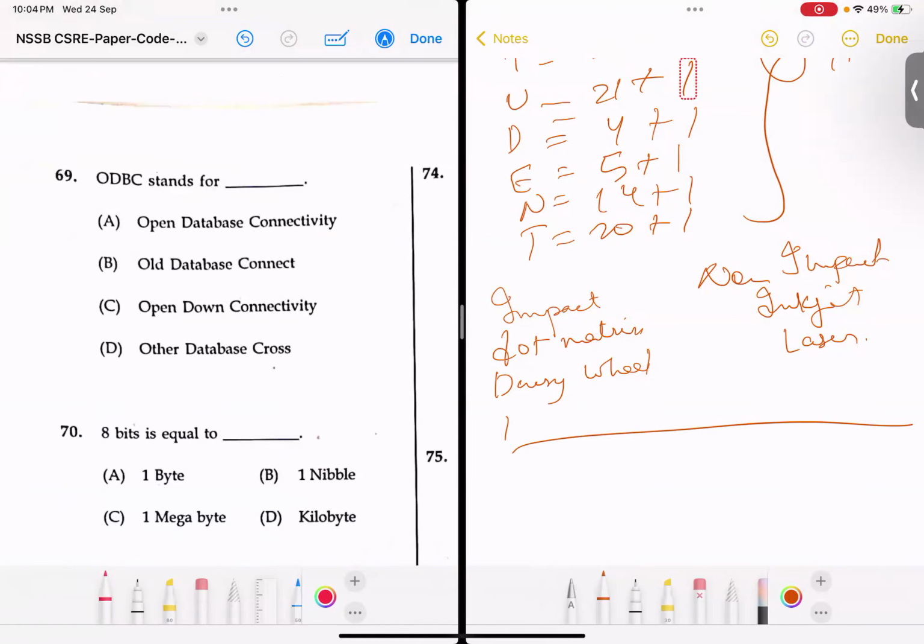Question number 69. ODBC stands for Open Database Connectivity. This is a type of application programming interface that is commonly seen.